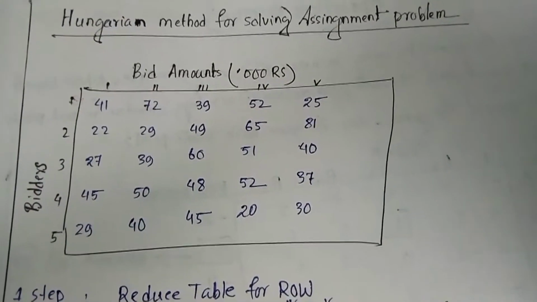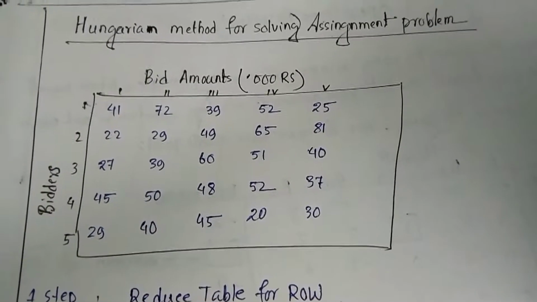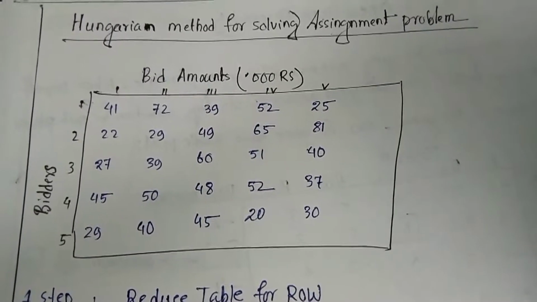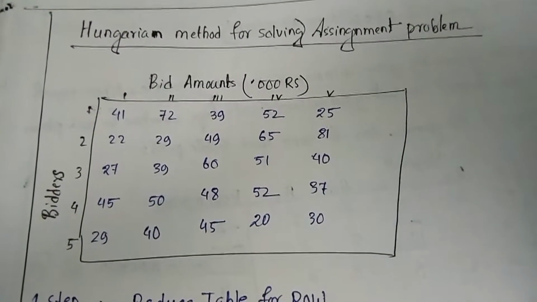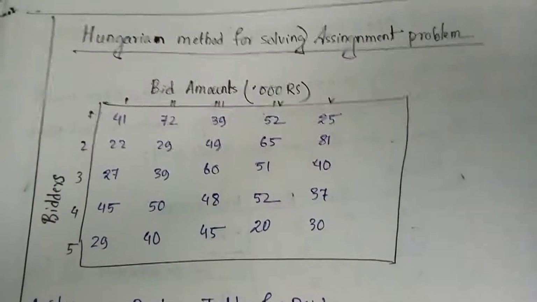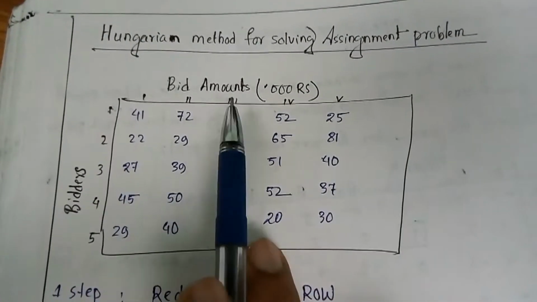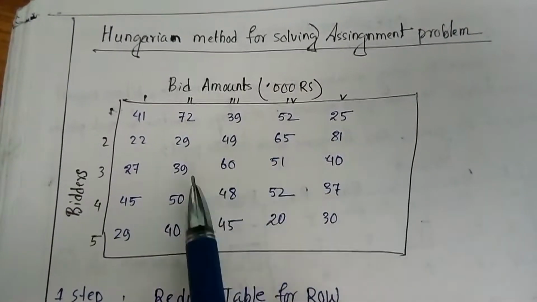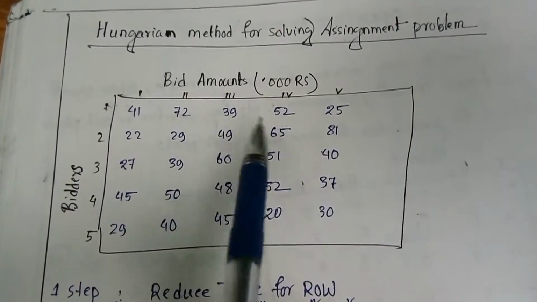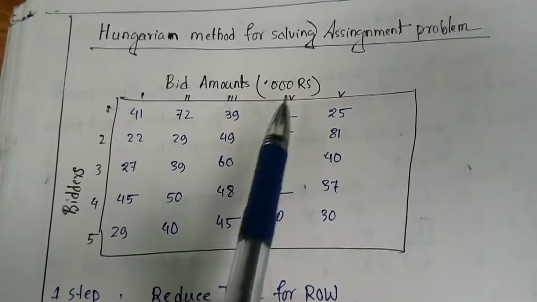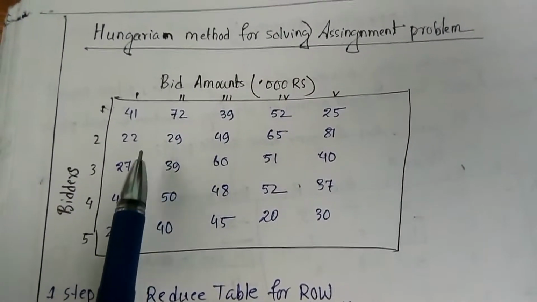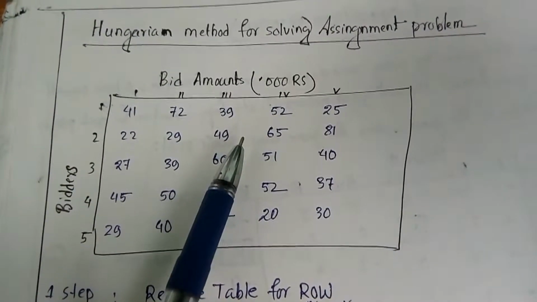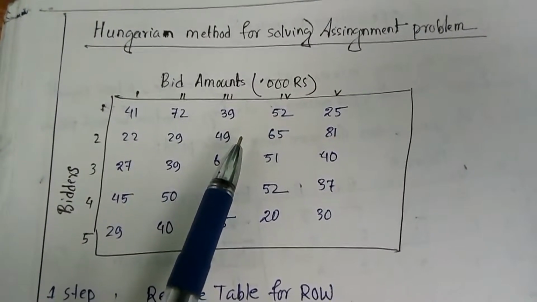I have not given the complete problem, only the questions, to show what we should do. At the very top there are bidders and the bidders' amounts. There are 5 bidders and the amounts are given. We have to assign the bidders to the amounts for optimal conditions.